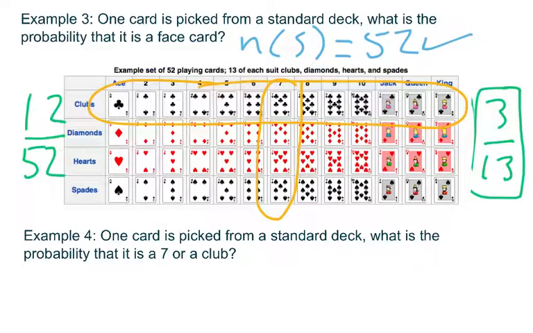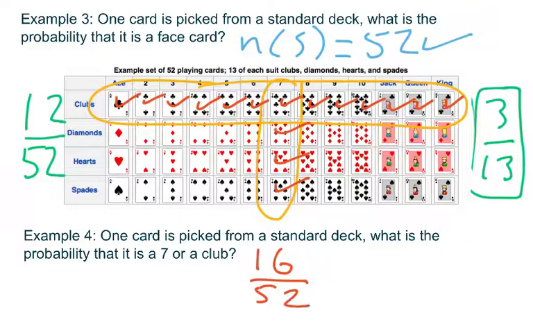You first might think, oh, I add 4 and 13, but if you do that, be careful you don't count the 7 of clubs twice. If we count all the outcomes here, there are 1, 2, 3, 4, 5, 6, 7, 8, 9, 10, 11, 12, 13. We already counted the 7 of clubs, 14, 15, 16. 16 cards are of the event you're interested in.